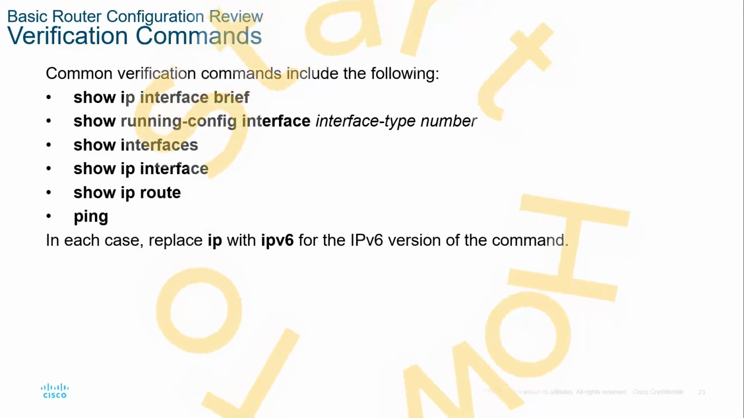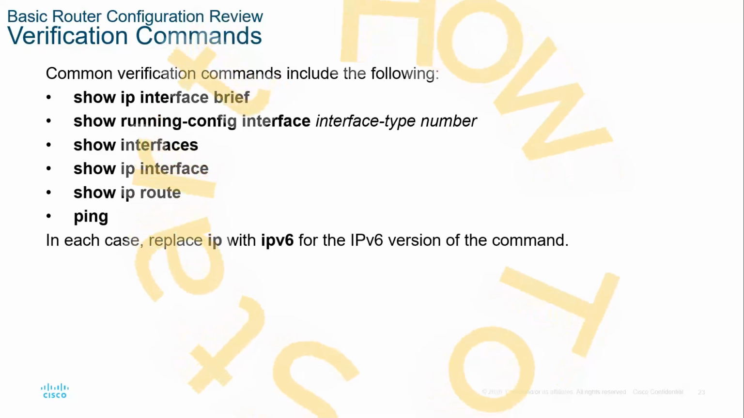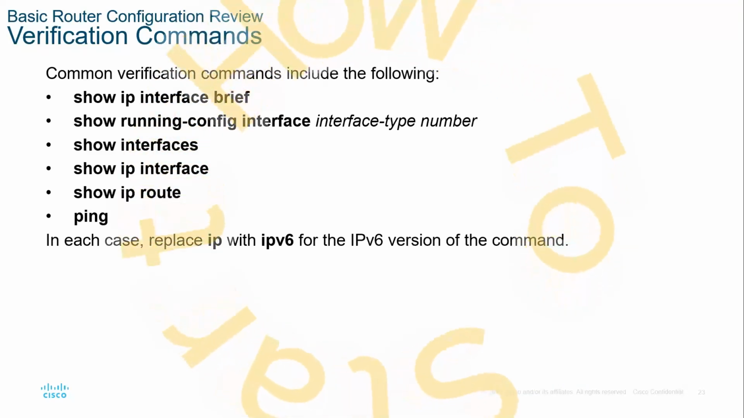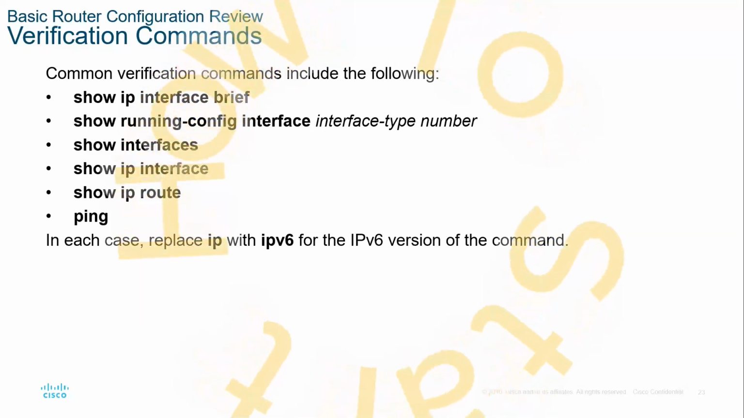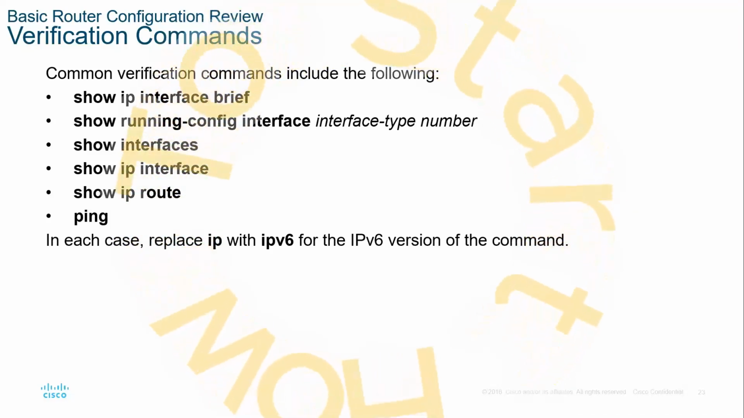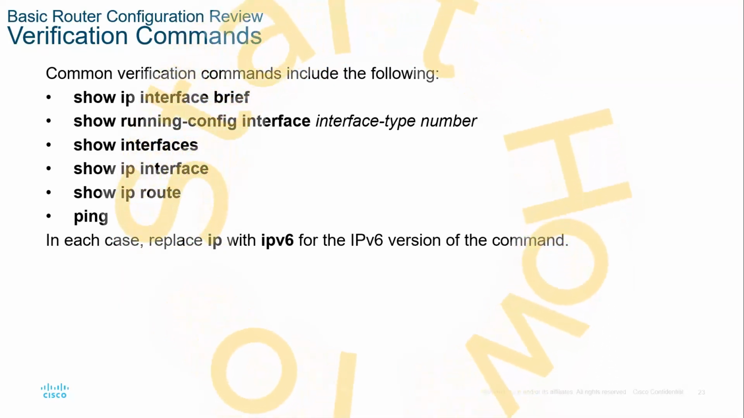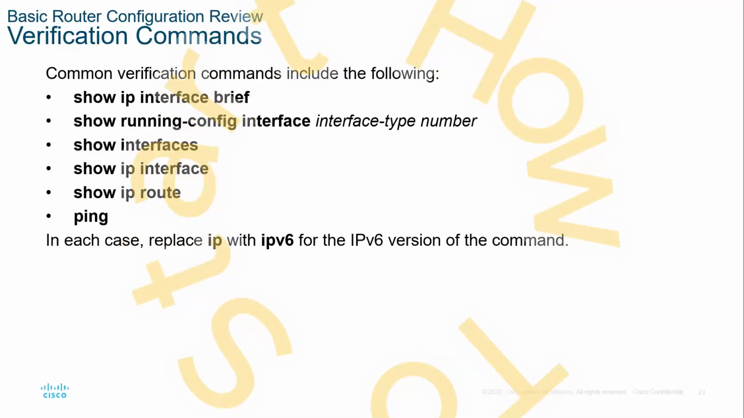Show ip interface brief will give us details on the interfaces in a brief comparison. If we're looking at route information, we want to do a show ip route, and that will give us the route information. If we want detailed interface information, that would be show ip interface.